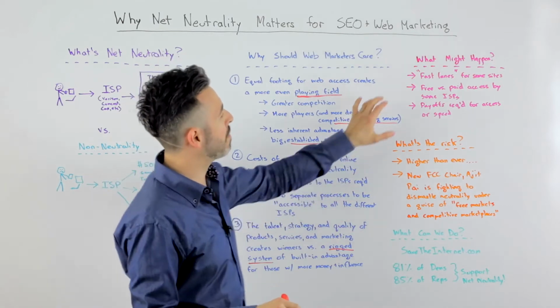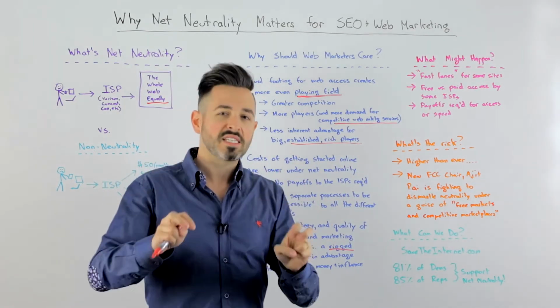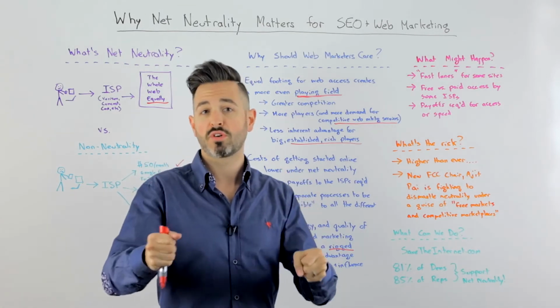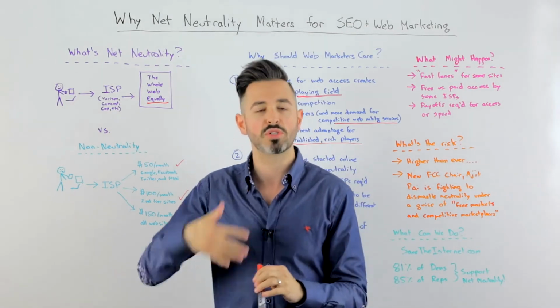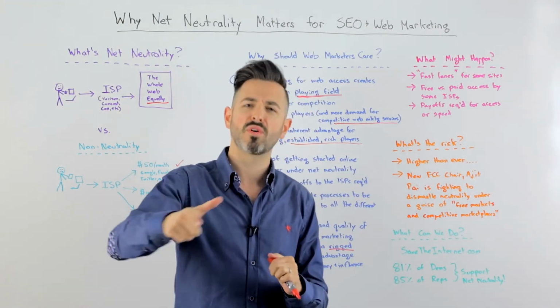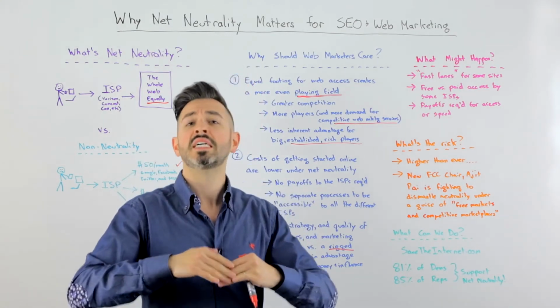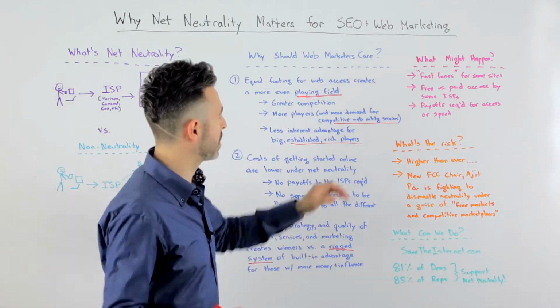Here's what might actually happen. Most observers of the space think that fast lanes would become a default. So fast lanes meaning that certain tiers, certain parts of the web, certain web services and companies would get fast access, others would be slower, or potentially even disallowed on certain ISPs. And that would create some real challenges.